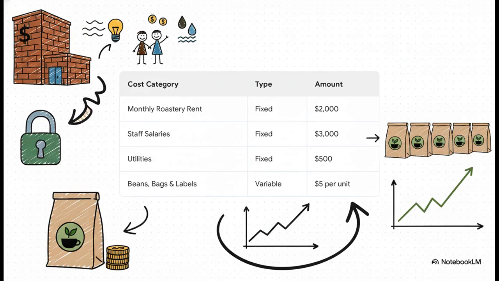And understanding that number is so critical because it tells you the absolute minimum amount of money you have to make just to keep the lights on, just to break even. Then we have our variable costs. In our case, for every single bag of coffee we decide to produce, it costs us an additional $5. That's for the beans, the bag itself, the label, everything directly tied to that one unit. This distinction, the separation, is the absolute foundation of what we call cost-volume-profit analysis. It's what allows us to predict with amazing accuracy how our total costs are going to change as our production levels go up or down.